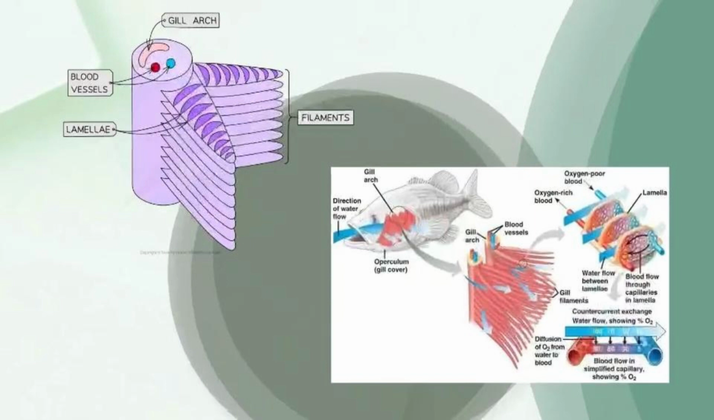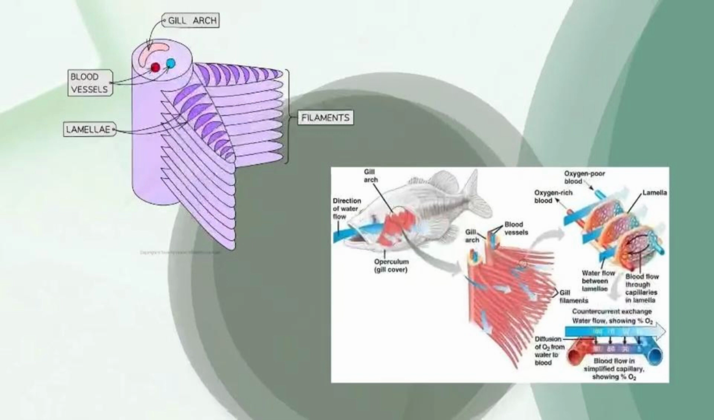You can see the arch in the middle, and then along each arch there are multiple projections called filaments. So filament is the name of the whole structure, but each of those individual layers, each one is called the lamellae. So the stack of lamellae is a filament, a pair of filaments connected to the gill arch. And you can see in this diagram here too that the blood vessels are running through that central area.